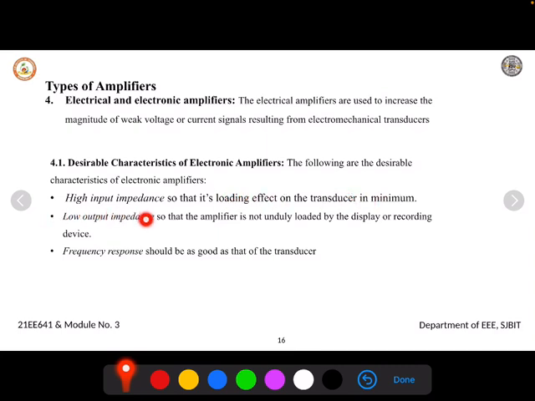And low output impedance. If the output impedance is low, the amplifier is not loaded by the display or recording devices, because the current can flow easily. So the loading effect will be avoided because of the low output impedance. The frequency response should be as good as that of the transducers. As the frequency changes, the output should respond accordingly. This is with respect to the types of amplifiers. Thank you.